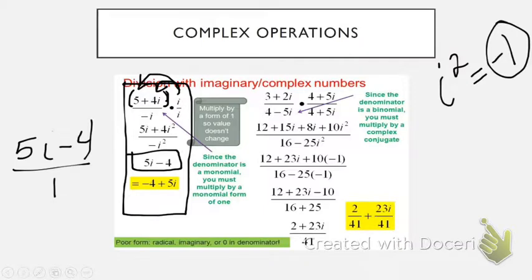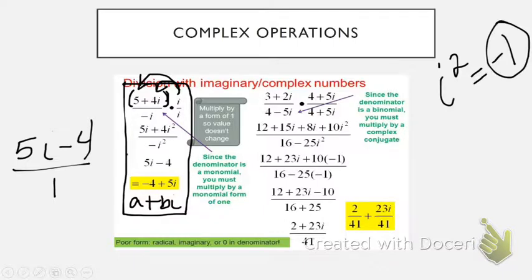It's not in standard form. So you have to rewrite it and put it in standard form, a plus bi. It doesn't matter that the 4 is negative. It has to come first. Negative 4 plus 5i.